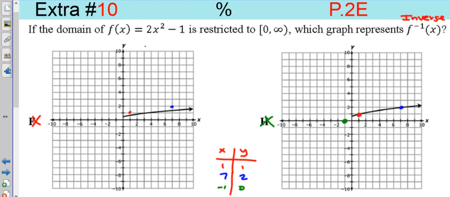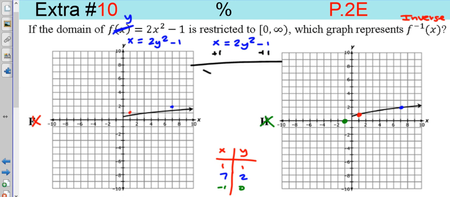Finally, the third technique is doing good old-fashioned algebra. You switch your x and y, and you solve. So we would have x equals 2y squared minus 1, and the domain's restricted, which means later we'll have to change it for the range. To solve this, we need to add 1 to both sides. So when I add 1, I get x plus 1 equals 2y squared.